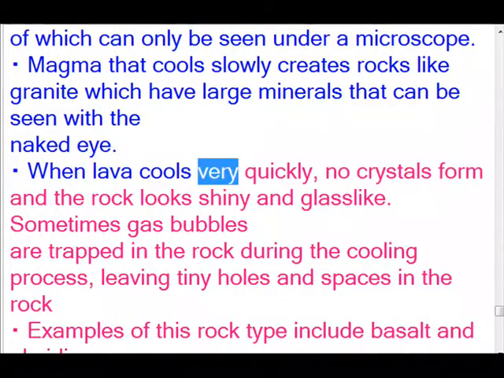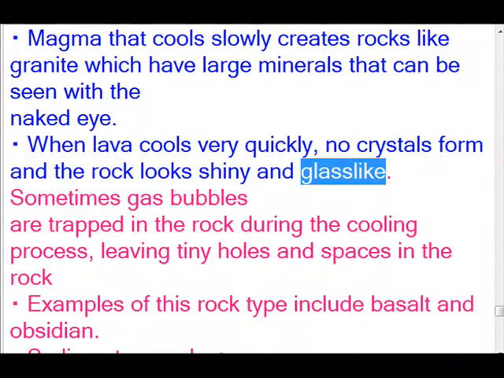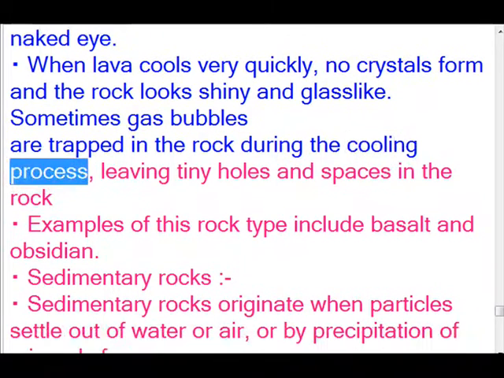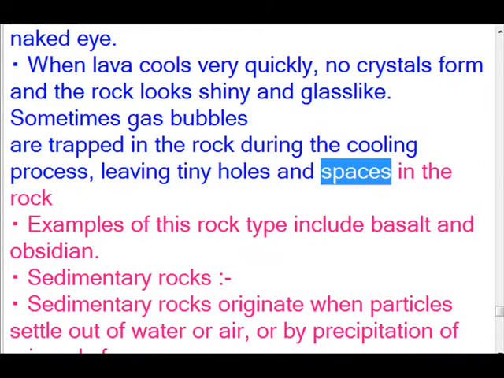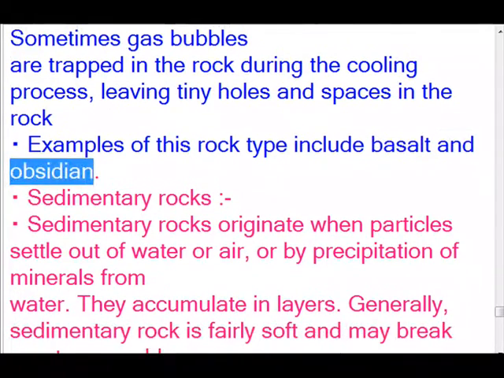When lava cools very quickly, no crystals form and the rock looks shiny and glass-like. Sometimes gas bubbles are trapped in the rock during the cooling process, leaving tiny holes and spaces in the rock. Examples of this rock type include basalt and obsidian.